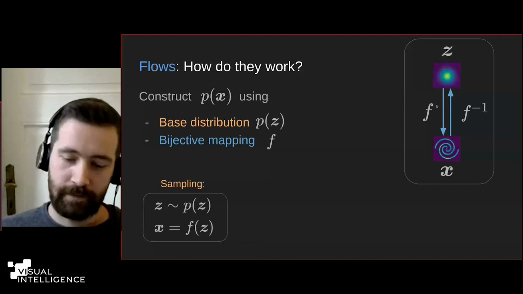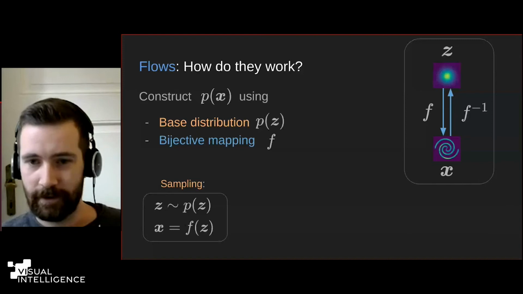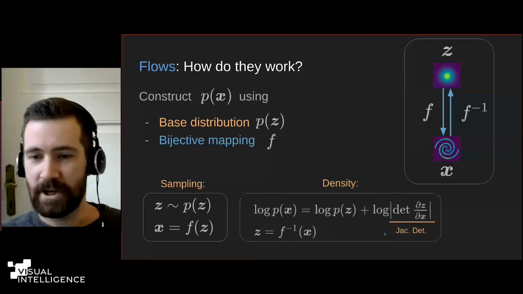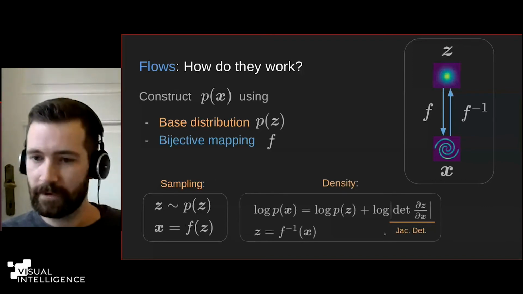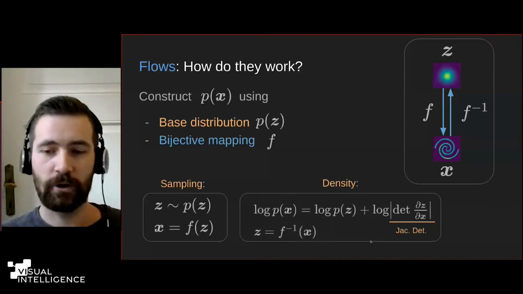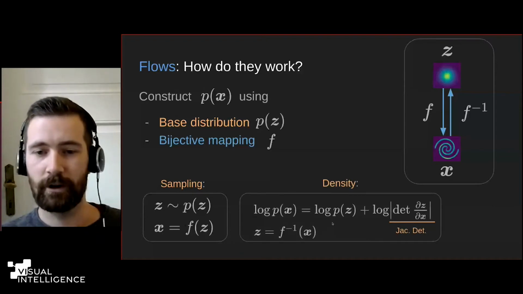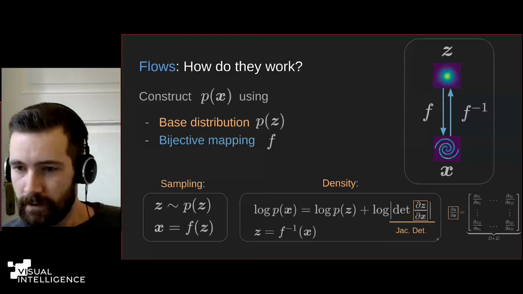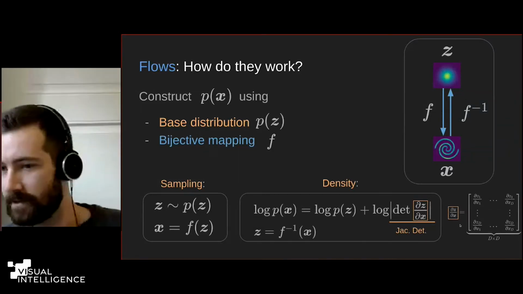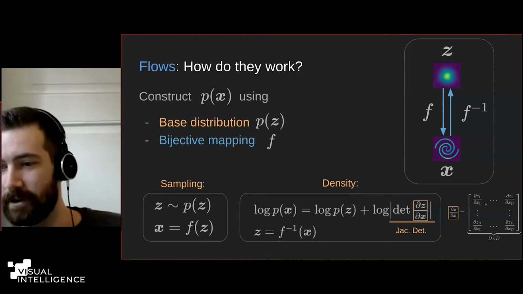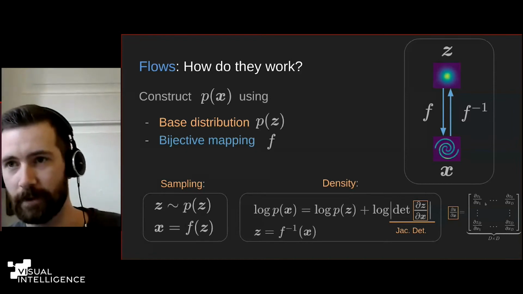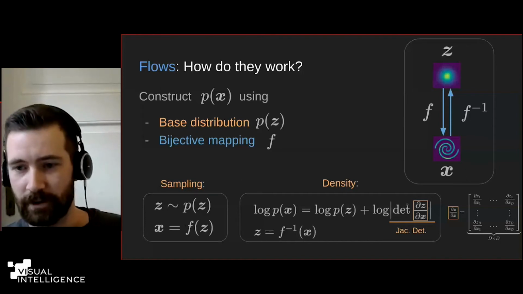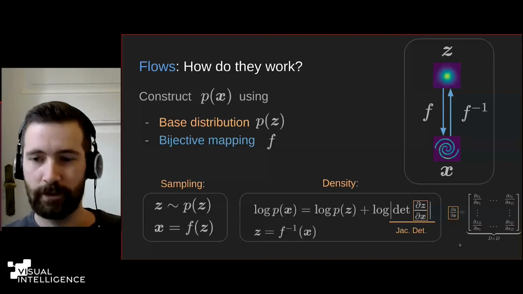But as a benefit of this, we can actually compute the log likelihood. We can use the change of variables formula, which includes this Jacobian determinant term and the log base density here. The Jacobian is just the Jacobian of this transformation, so the partial derivatives of all the variables in z with respect to all the ones in x. And we have to compute the determinant of that. We'll get back to this later, how we can do this efficiently.